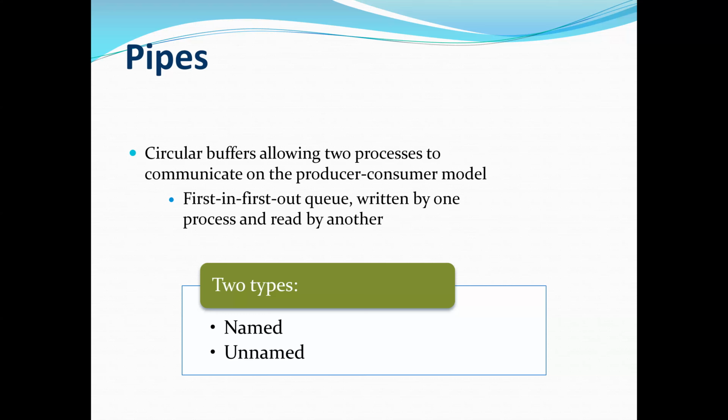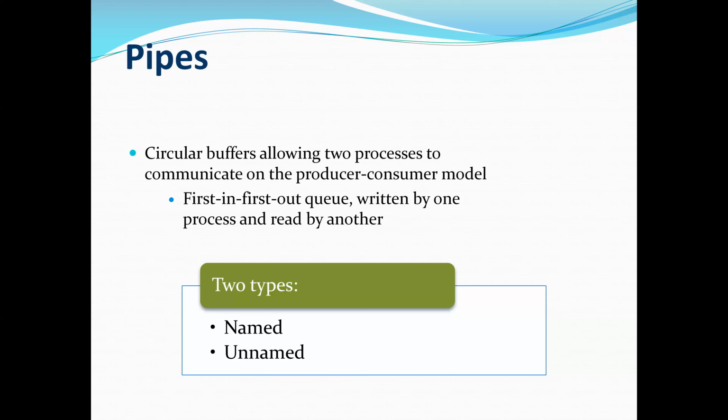A pipe is a circular buffer. Actually, that's why it's called a pipe. The concept of a circular buffer is the same as a circular queue. We have a buffer, which is a memory space. When we reach the end of the memory space, we join the end to the beginning. So the buffer becomes a circle, a circular buffer.